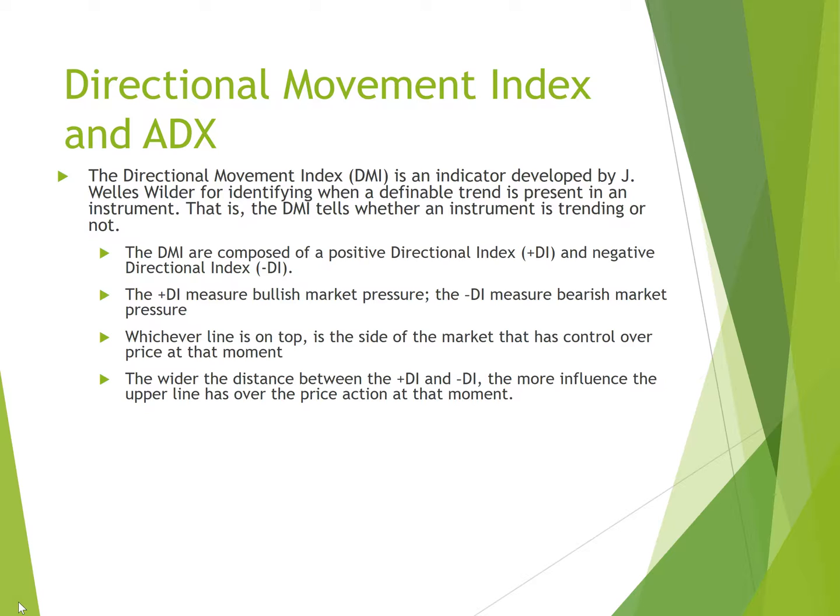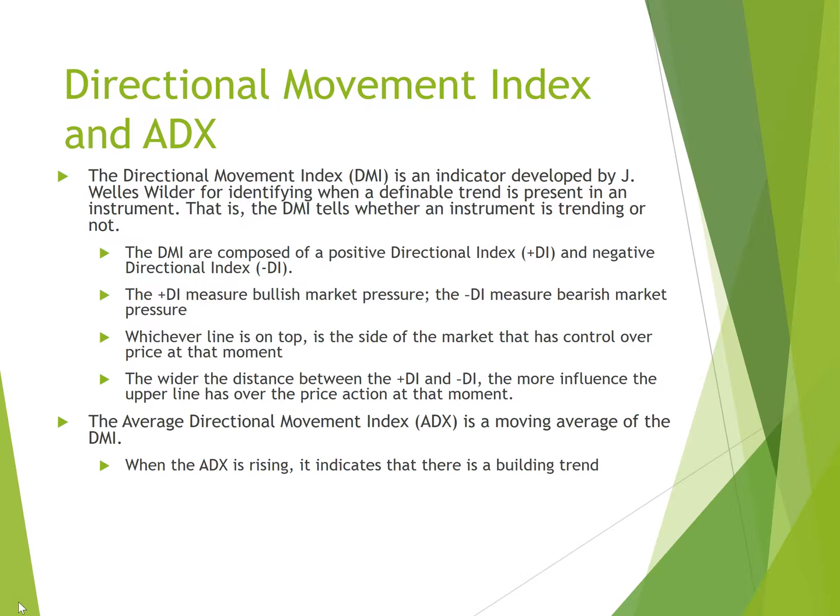So the wider the distance between the positive DI and the negative DI, the more influence that upper line is going to have over the price action at the moment. As far as the average directional movement index, which is ADX, all this is a moving average of the two DMI. So when the ADX is rising, it basically indicates that there's a building trend. So those two lines are getting wider, the ADX is going to be rising. When they start getting narrower, the ADX is going to be declining.